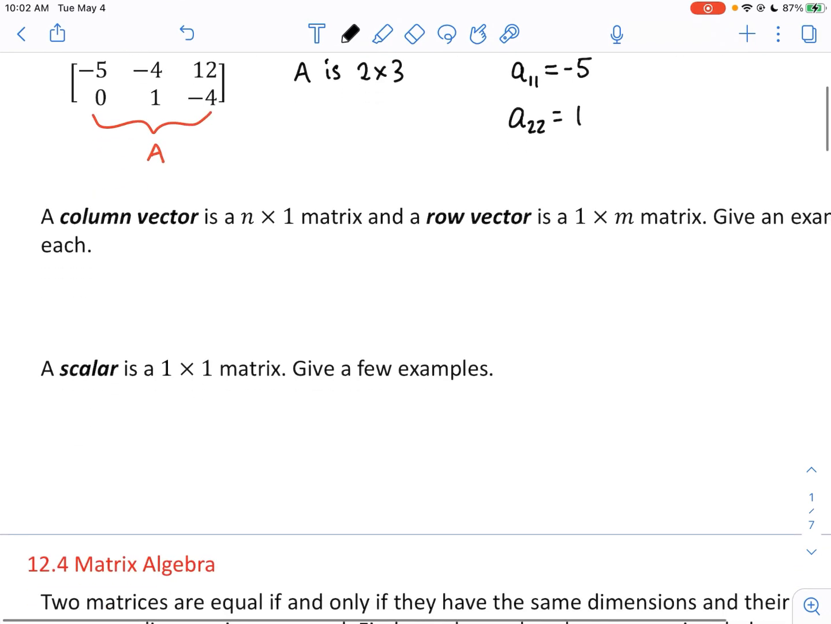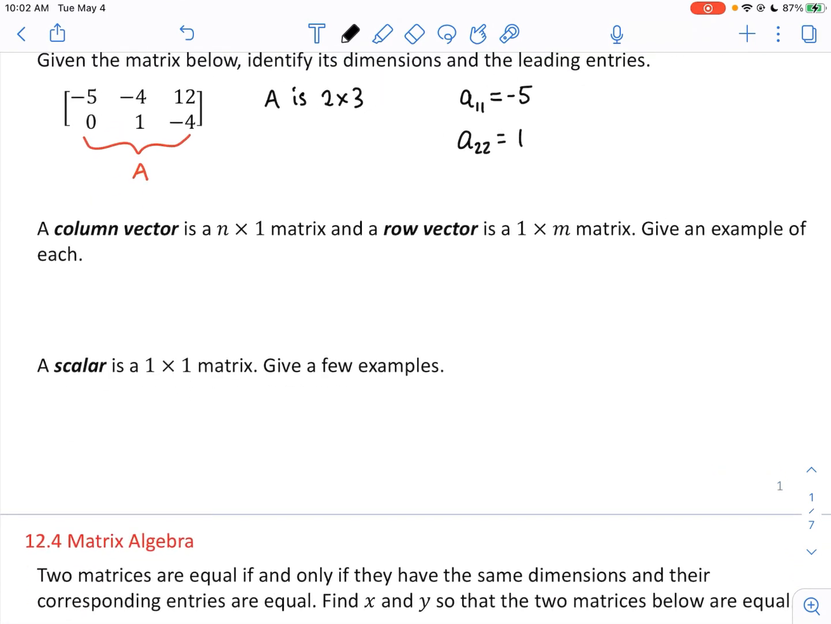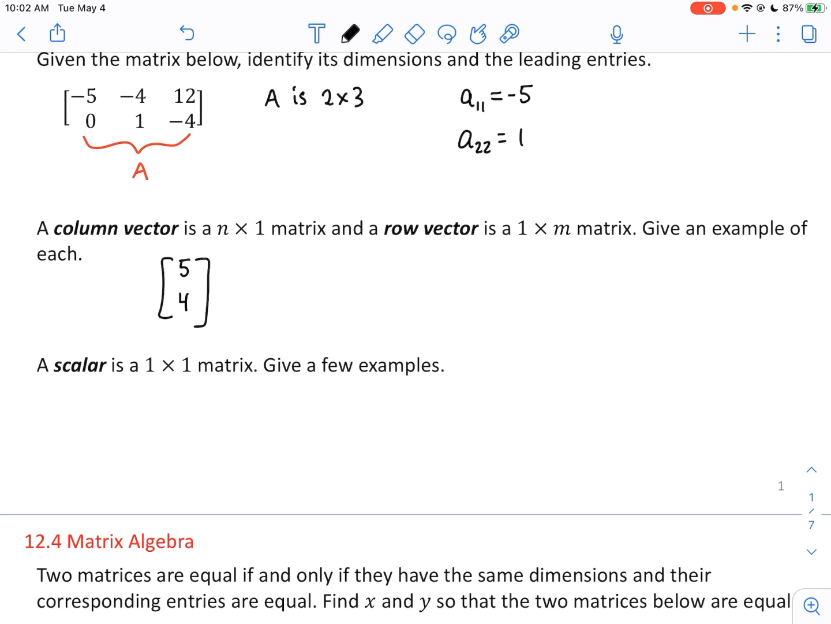Now a column vector is an n by 1 matrix, and a row vector is a 1 by m matrix. Give examples of each. So a column vector might be a 2 by 1. So 5 and 4, so 2 rows, but only 1 column. Often we use capital letters to represent a matrix, but when we switch to a vector, sometimes we switch back to a lowercase letter, but we make it bold. So I might say that this vector, I'll call it v for vector. You'll see either a bold v to represent a vector, or if you don't want to do bold, sometimes you see a v with a little arrow on top of it like this.